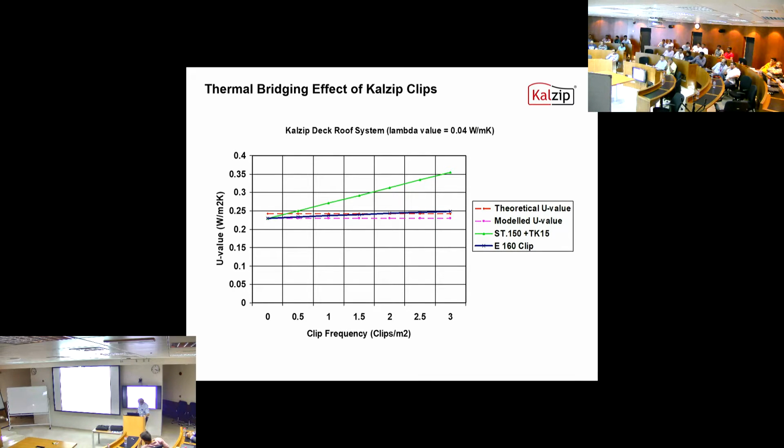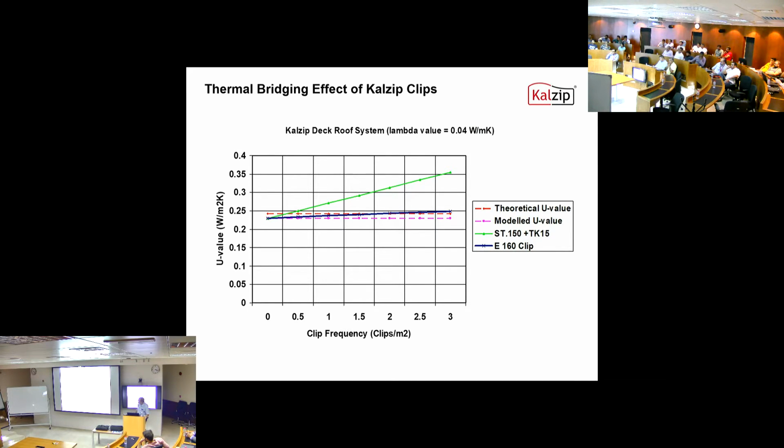You've got the calculation here, which is a cyan line. The green is when we're introducing ST clips. So you can see there, the more clips per metre squared across the bottom, the thermal bridging effect of the aluminium clips through the insulation.